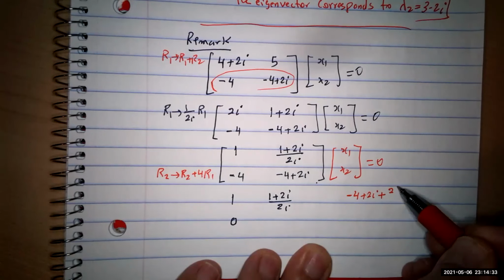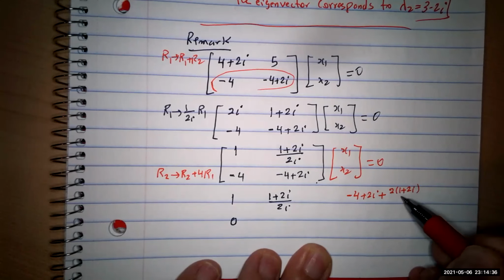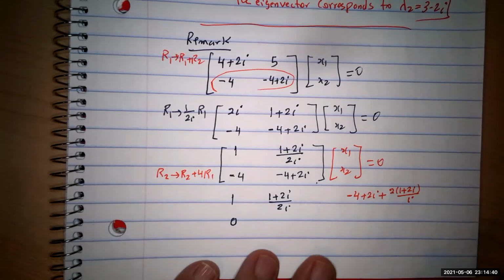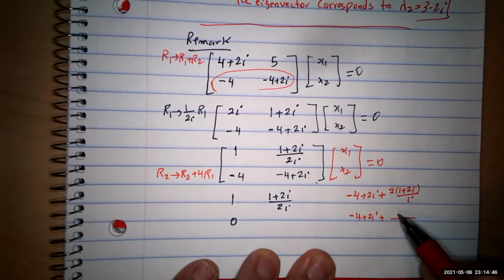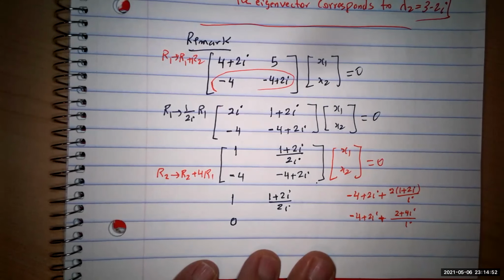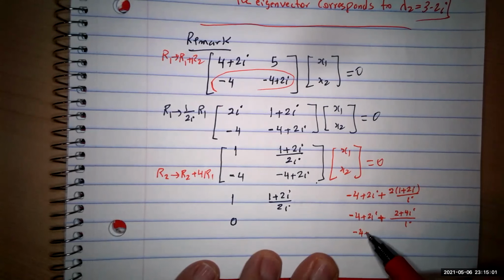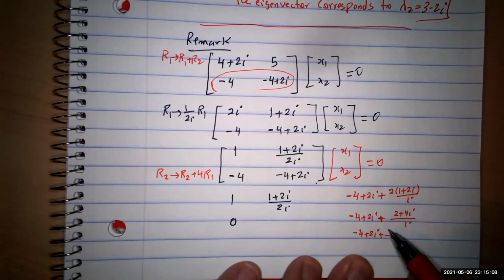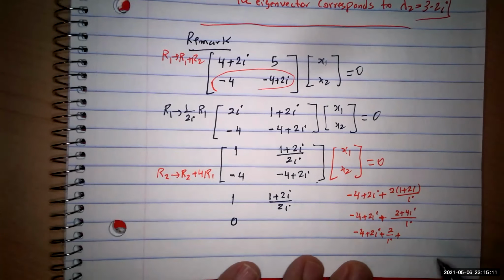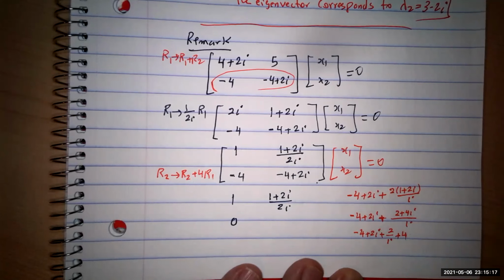So we get 2 times (1 plus 2i) divided by i. Then you have to simplify it. It takes time. So this is negative 4 plus 2i, and this is going to be (2 plus 4i) over i. Okay, and we can simplify it further if you like. So this is negative 4 plus 2i. Okay, you break this one into 2 over i plus 4i over 4. 4 and 4 would cancel out.